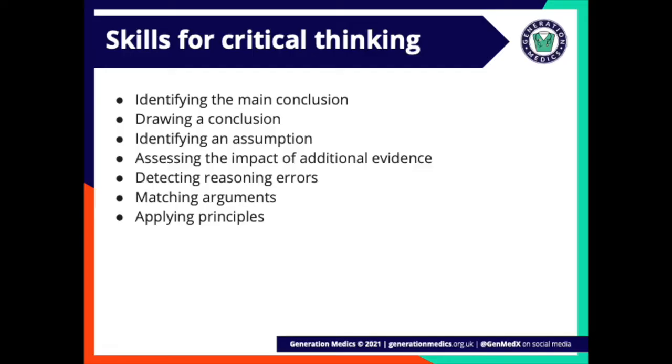So, there are several skills needed for the critical thinking section. These include identifying the main conclusion, drawing a conclusion, identifying an assumption, assessing the impact of additional evidence, detecting reasoning errors, matching arguments, and applying principles. Top tips for this section would be: read the text carefully at the start. Next, read the question carefully, read through the options, then read through the text again, considering every option, and try to be critical about your answer.